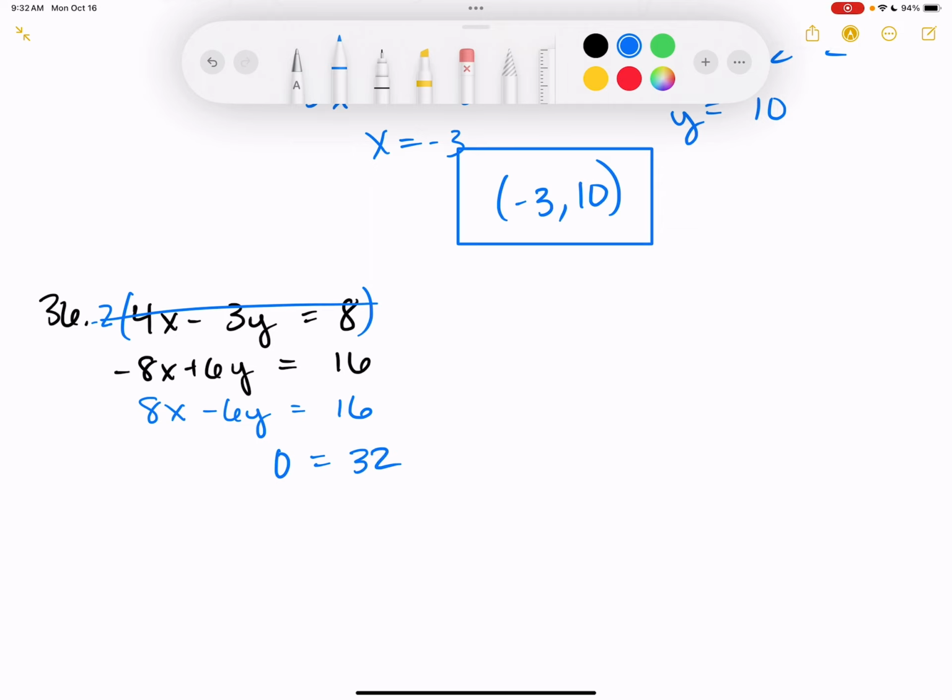What is this? Undefined. No solution, because it is a false statement. And going back to last section, obviously we don't have to do it in this section, but if we had gotten no solution, we would have said that it was inconsistent. So, just as a refresher.